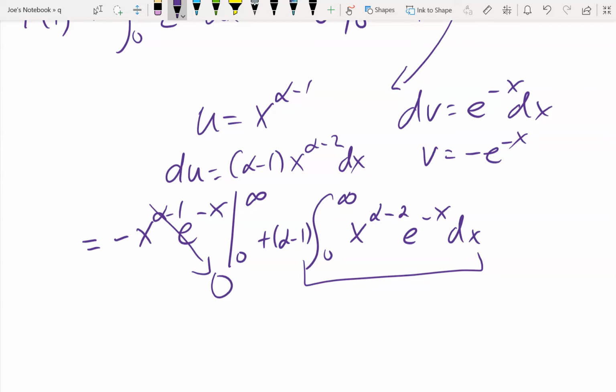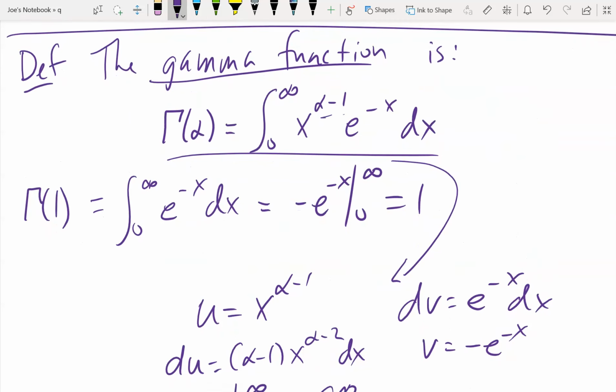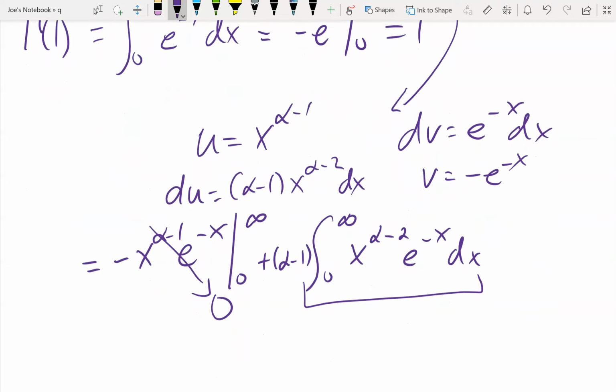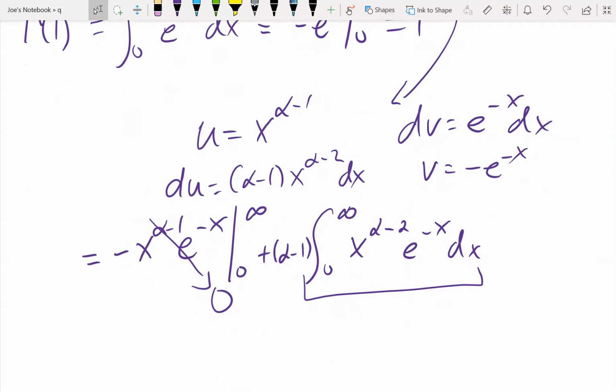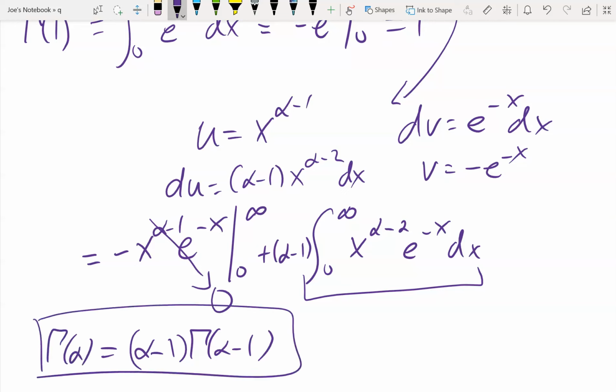Gamma of alpha minus... go back up here again. This exponent is 1 less, right? So it should be gamma of alpha minus 1, right? So this is going to be alpha minus 1 times gamma of alpha minus 1. So we get this property of your gamma function.